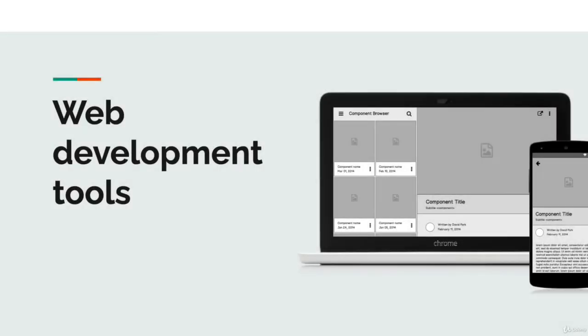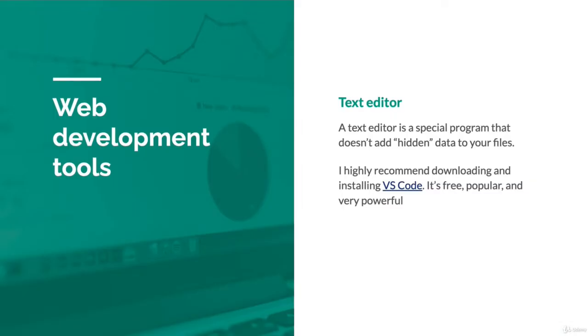Web development tools. First up, we need a text editor. A text editor is really just a special program that doesn't add hidden data to your files. So if you ever used Microsoft Word, where you can put tables and embed images, we don't want any of that. That has extra hidden data behind the scenes. We don't want that. Now, I highly recommend downloading and installing VS Code.